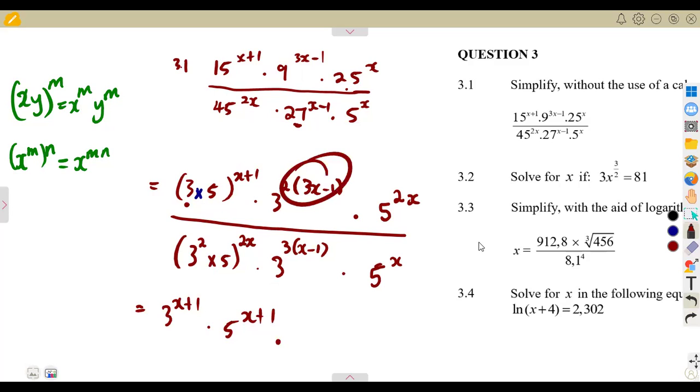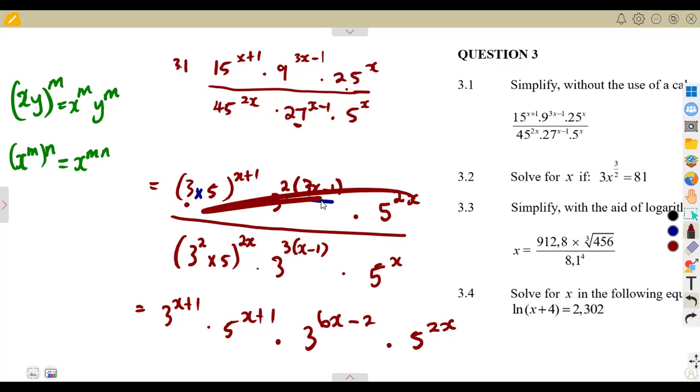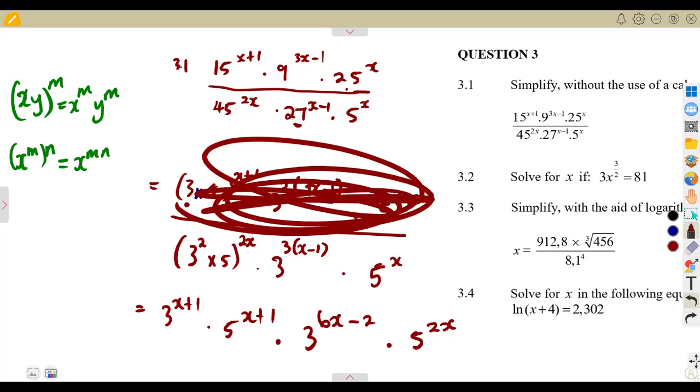On this part, there is an exponent, an exponent. You multiply them together. So you're going to multiply these. 2 is going to multiply everything inside of this bracket. So this is 3 to the exponent of 2 times 3, which is 6x, 2 times minus 1, which is a minus 2, times 5 to the exponent of 2x. So we have simplified everything on the numerator.